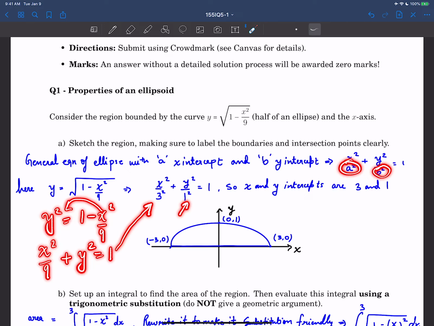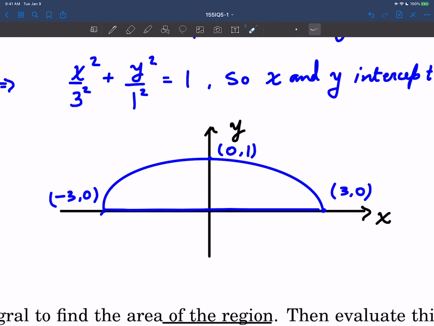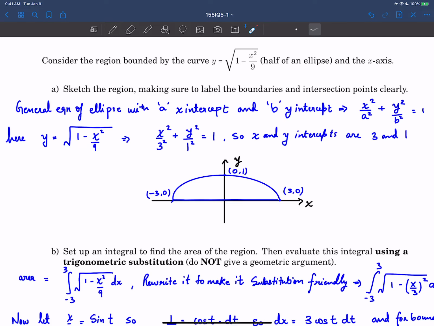So if you can figure that out, then if you draw the sketch, you know the x-intercept is going to be 3 and the y-intercept is going to be 1. So when you draw that, because this is a positive square root function, the half of an ellipse is going to be the half that's on the top. Okay, that's why you draw the ellipse like this, just a half portion of it. These points are minus 3 comma 0. That point is 3 comma 0 because of the intercept being 3 here. And the top point is going to be 0 comma 1 because the top intercept is just 1. And you got to make sure you draw the x-axis in blue as well, because this bounded region is what we're looking at. Kind of looks like a potato wedge. And that's pretty much it for the first part.